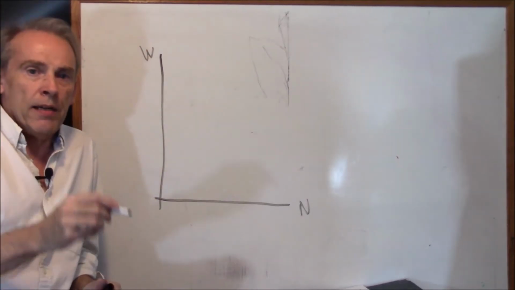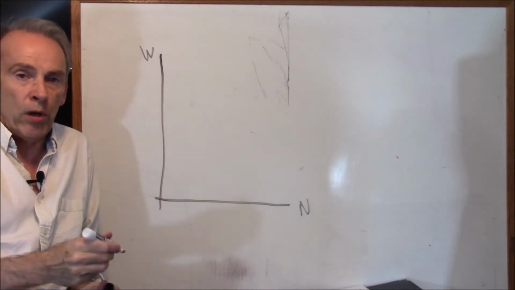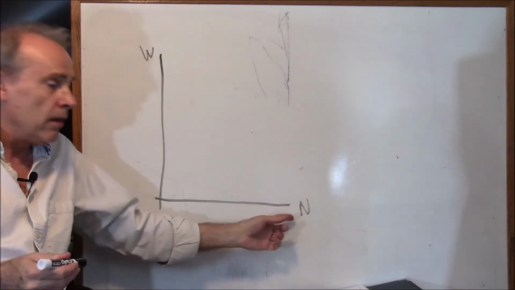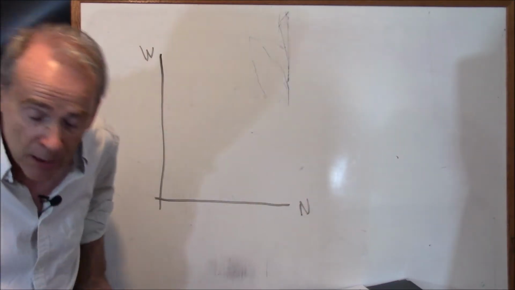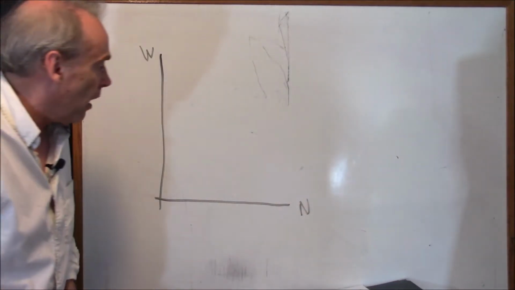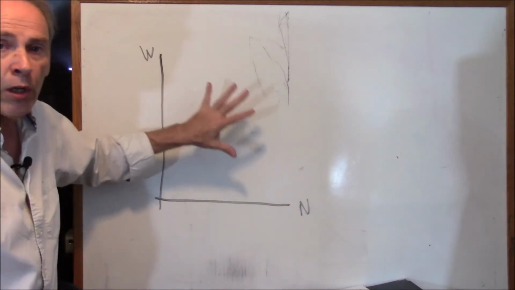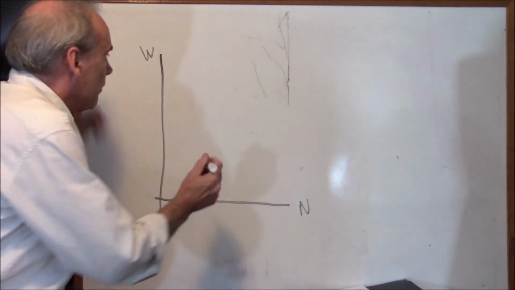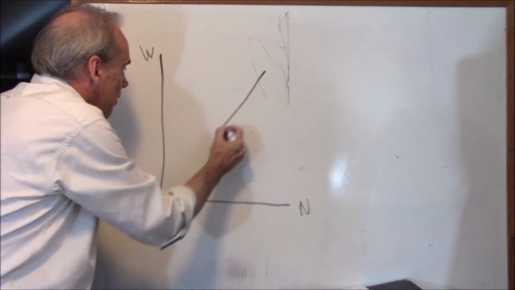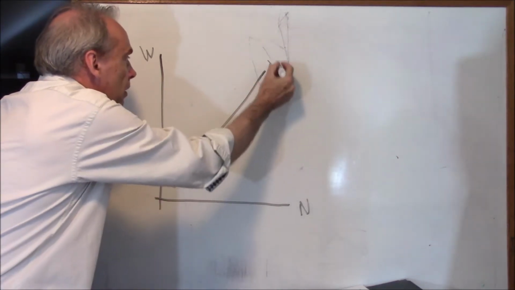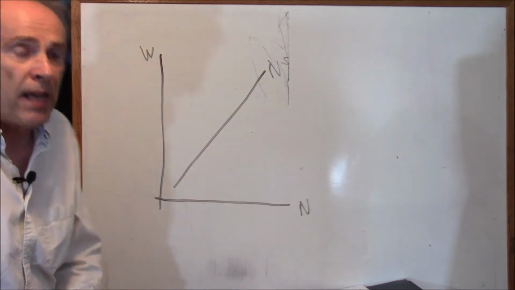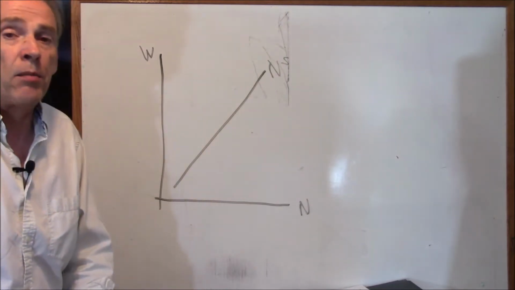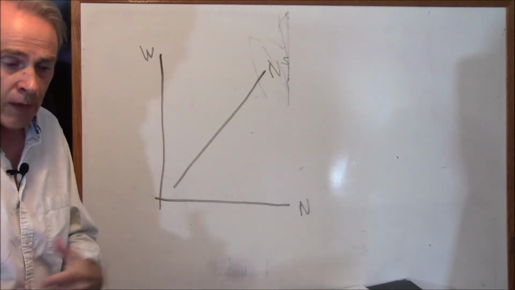W is the wage rate, N is the number of workers. Some economists use an L, I use an N because my professor in grad school did, so I got used to using N. So that's the number of workers. This is the market for laborers. Here is N superscript S, or labor supply. That's the potential workers, the people that are offering their labor services.